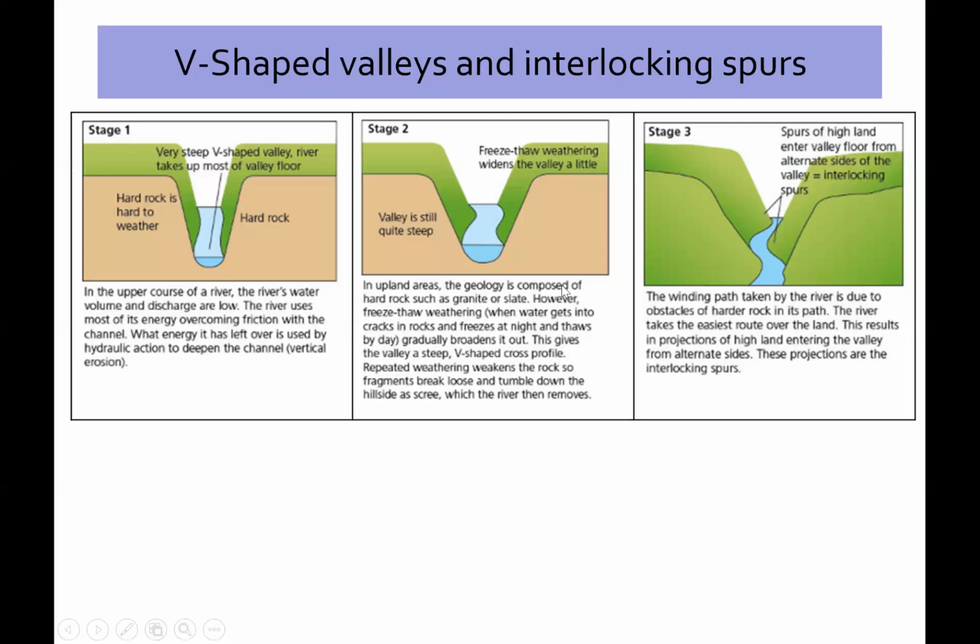So I'd like you to draw yourself 3 simple diagrams, stage 1, 2, 3, in pencil. Add some labels and then give a description of what it's like and an explanation as to how these V-shaped valleys and these interlocking spurs are formed.